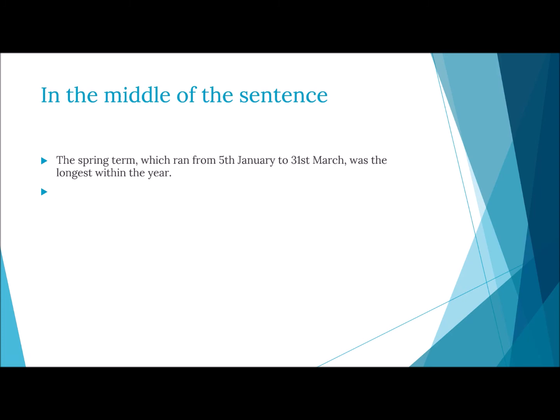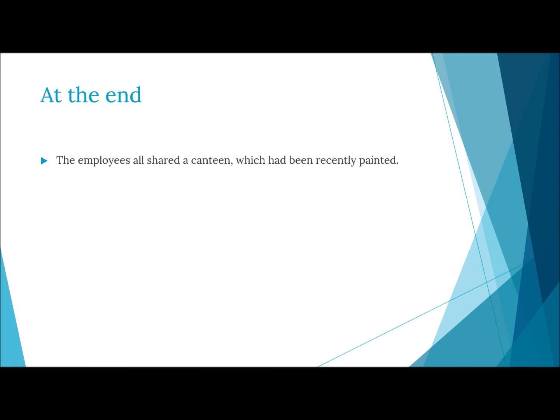So if we want to use it in the middle of a sentence: the spring term, which ran from 5th of January to 31st March, was the longest within the year. So we're using the word which here, but we can still lift this part out if we want and be left with a complete sentence. At the end: the employees all share the canteen, which had been recently painted. So I'm giving extra detail about the canteen, and the which refers to the canteen. So the which and that refer to things, who refers to people.